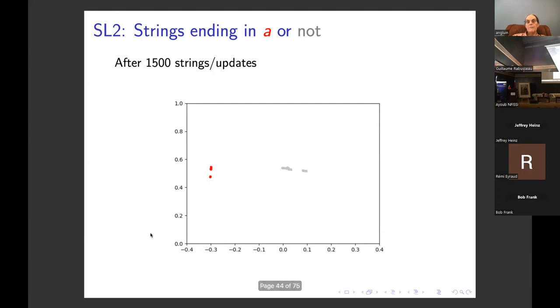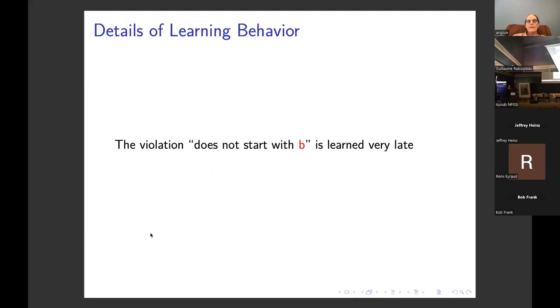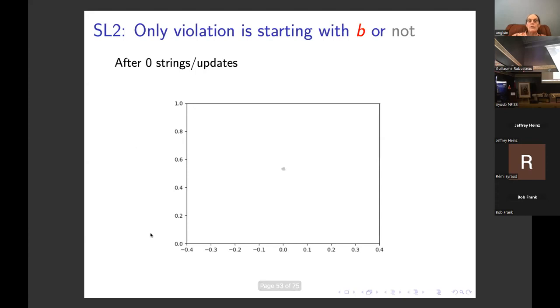So then we continue. We see no red on the right. In fact, it's segregated out all the strings ending in A after 500 weight updates. And now some of the other sink state strings need to be shifted to the left. And finally, we get correct classification. We can look at another property. In this case, "does not start with B", and see that it, in contrast to "does not end with A", is learned very late.